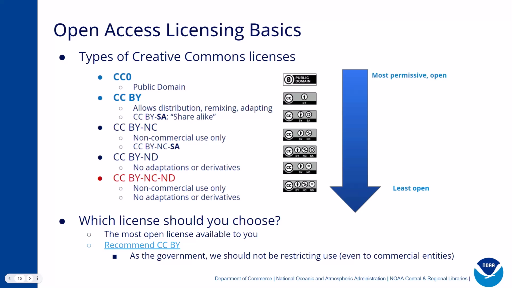So the question I get a lot is, what license are we supposed to use? What does NOAA require? Our recommendation is that you always use the most open license available to you. Generally, when it comes to journal articles, you're going to go with the CC BY. As part of the government, and especially as part of the Department of Commerce, we should not be restricting use for derivatives, but also even to commercial entities. It is part of what we do to move science forward, move industry forward, again, part of commerce to help move the economy forward. So we do not recommend folks restrict by NC or ND. We prefer everyone do a CC BY.